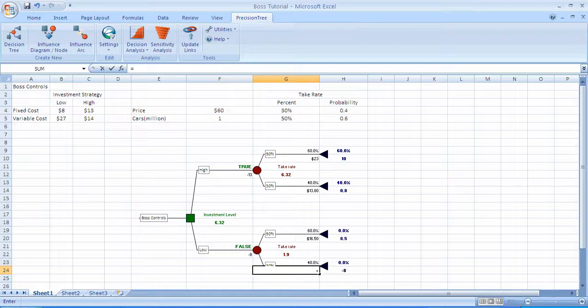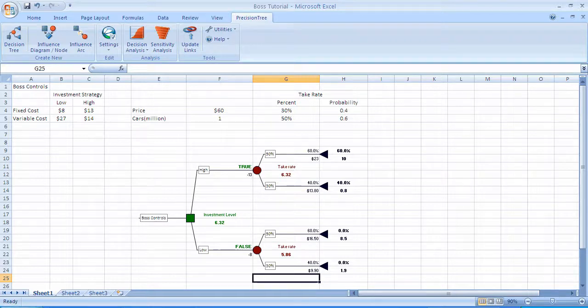Now we're going to work on cell G24 in exactly the same fashion. We're going to take the 30% take rate, multiply by cars, which is 1 million, multiply that by the difference between $60 and $27 to determine the net revenue for a low investment and a 30% take rate. Cell G24 now has a net revenue for a low investment and a 30% take rate.